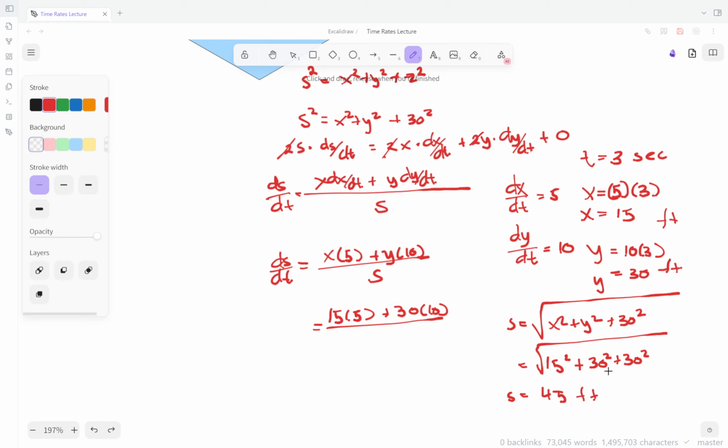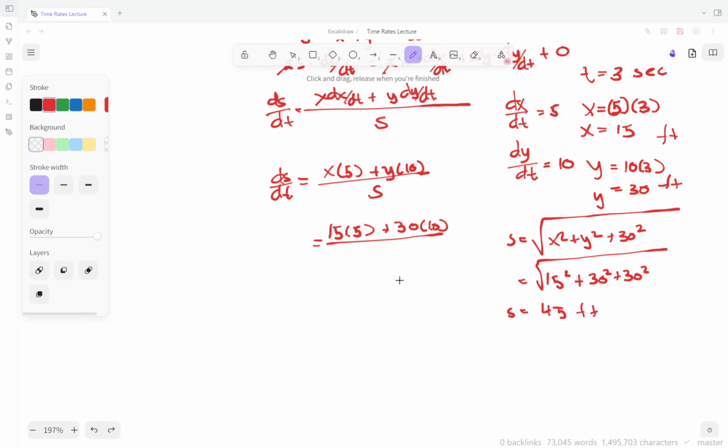I'm looking at my notes, if you're wondering why I'm solving so fast. I'm just really looking at the notes on the other screen.